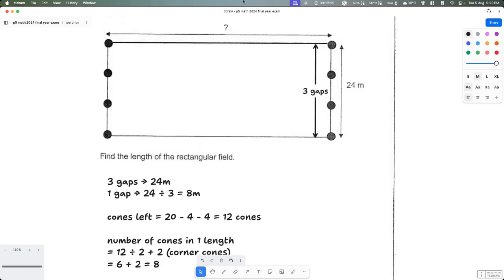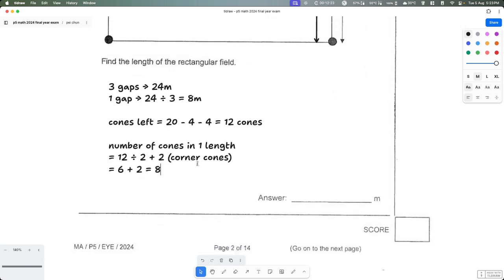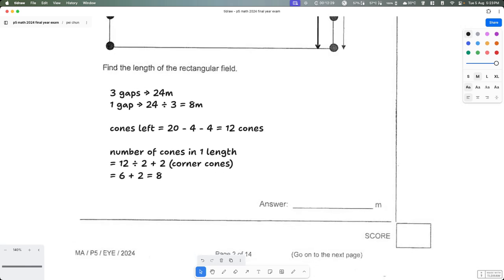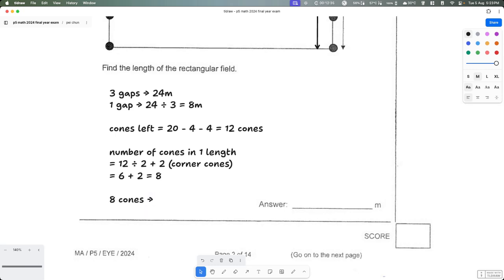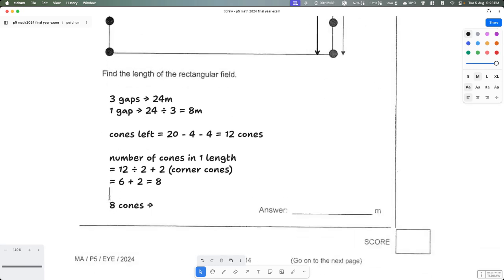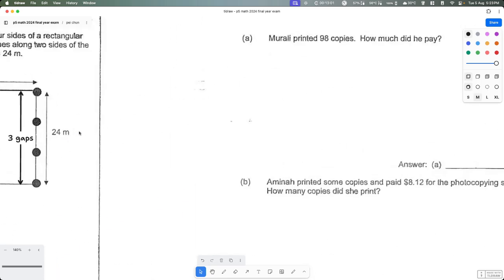Okay, 8 cones. So the number of cones is 8 cones, and then 8 cones, right? So 8 cones will be how many gaps? 8 minus 1 equals 7 gaps. Then 7 gaps will be equal to 7 times 8, which is 56 meters. So the answer is 56 meters. All right, let's move on to the next question.